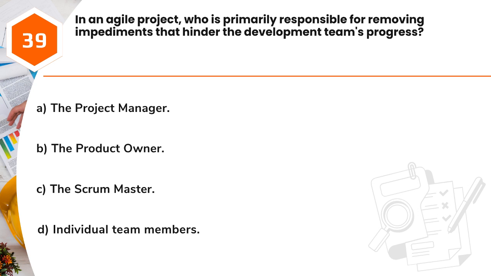Question 39. In an Agile project, who is primarily responsible for removing impediments that hinder the development team's progress? A. The project manager. B. The product owner. C. The Scrum Master. D. Individual team members.